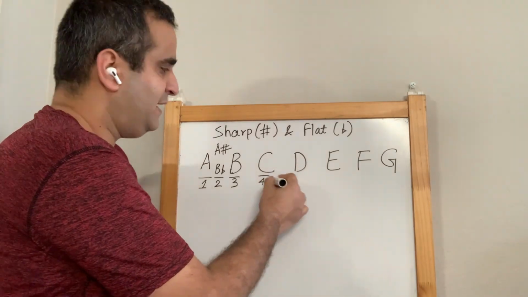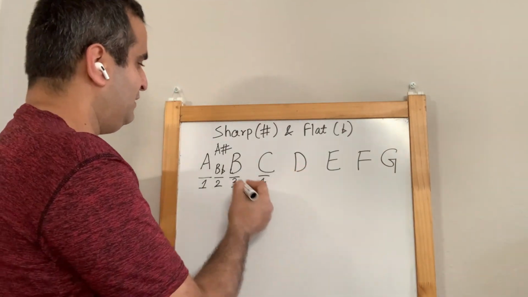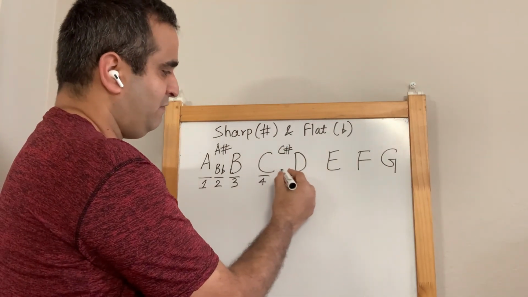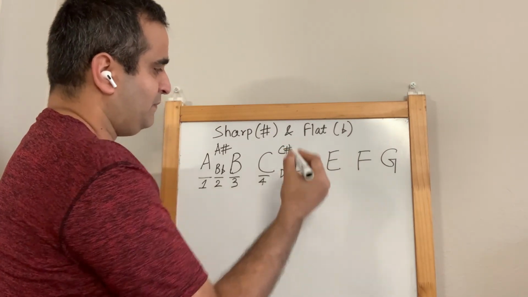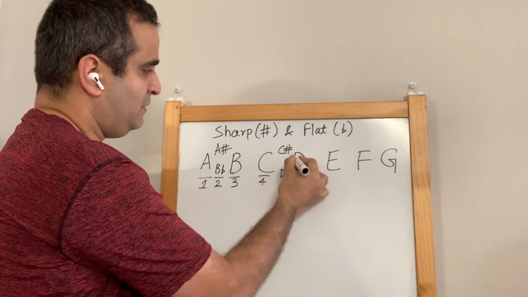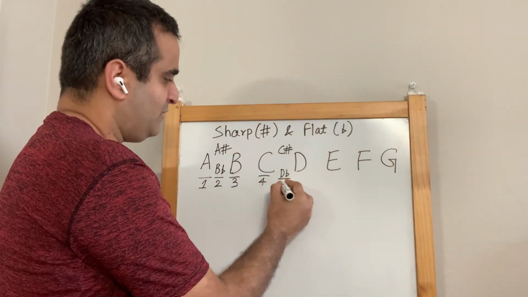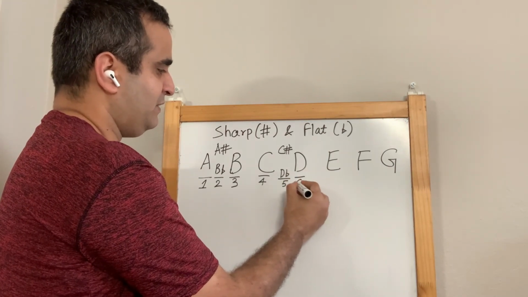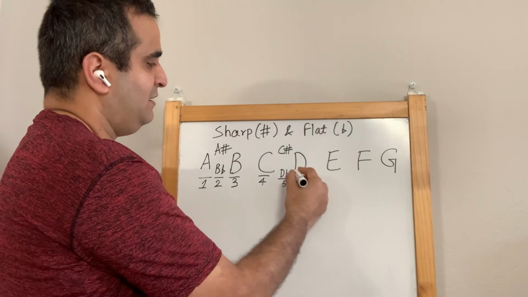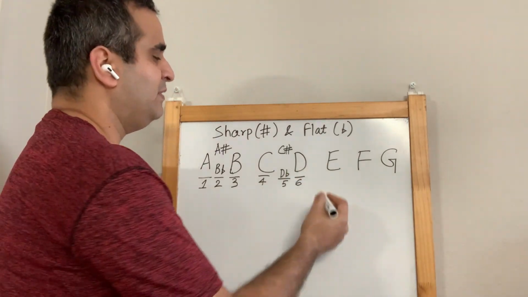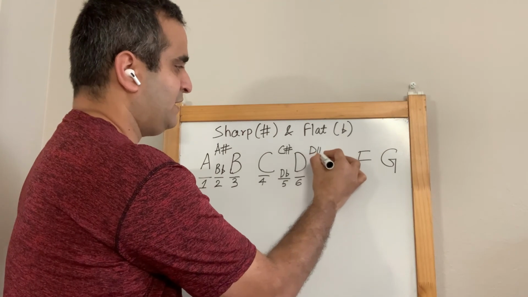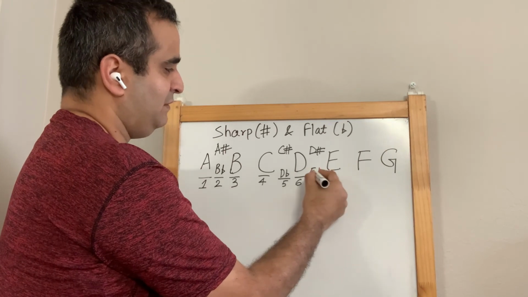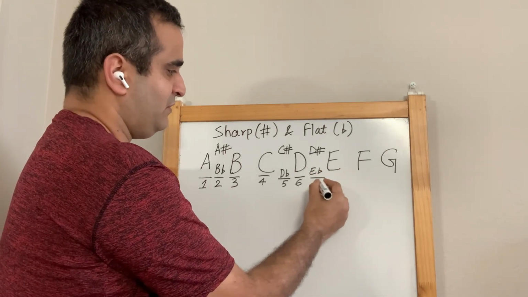And then again, C and D, there is a note between C and D. We can call it C sharp or D flat. Both are the same. So this becomes our fifth note. And of course, D becomes our sixth note. And then D and E, yes, there is a sharp here as well. It's D sharp, or we can also call it E flat, the note before E. This is our seventh note.